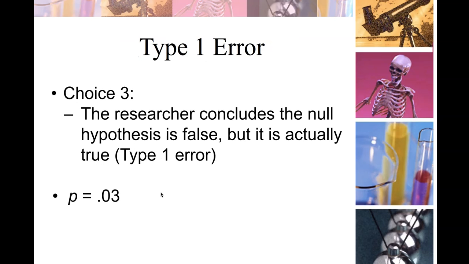However, there are 2 more choices, unfortunately. And these are type 1 and type 2 errors. So the type 1 error is choice 3. The researcher concludes the null hypothesis is false, but it's actually true. And this is a type 1 error.